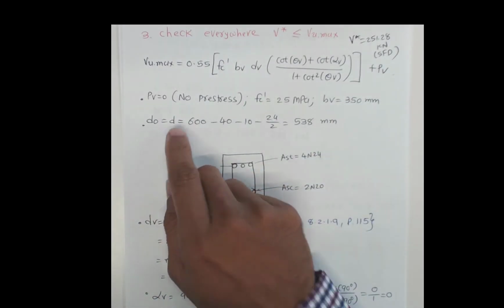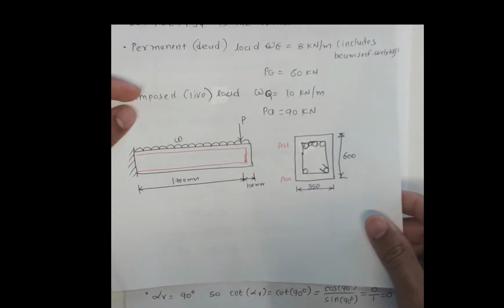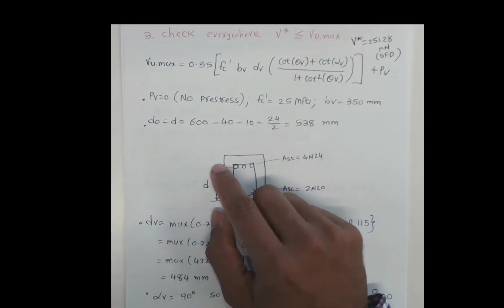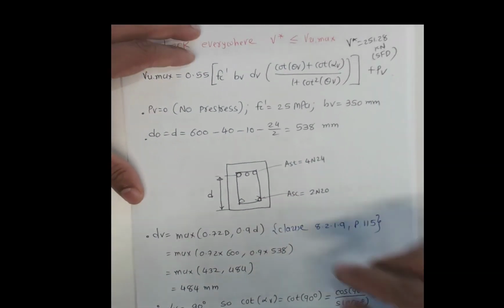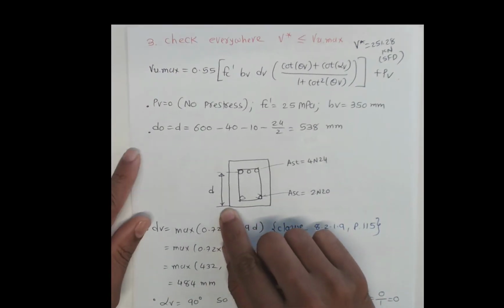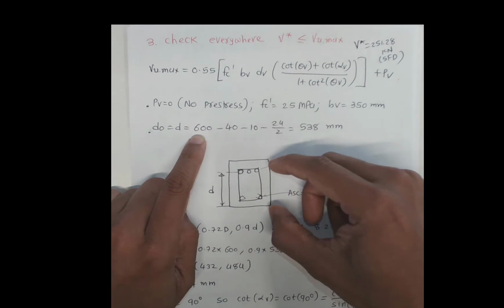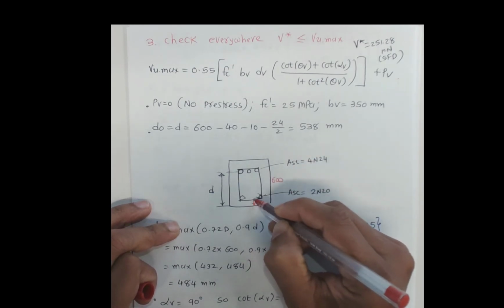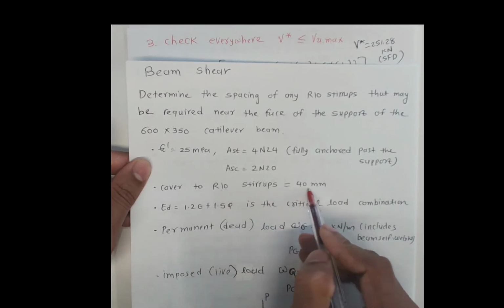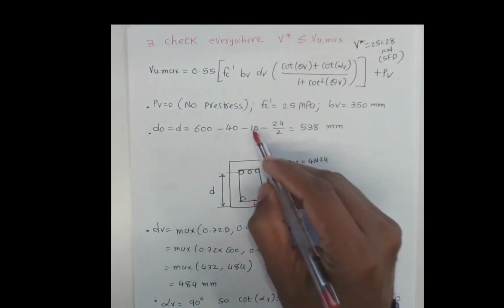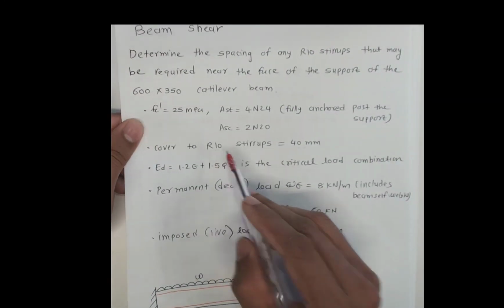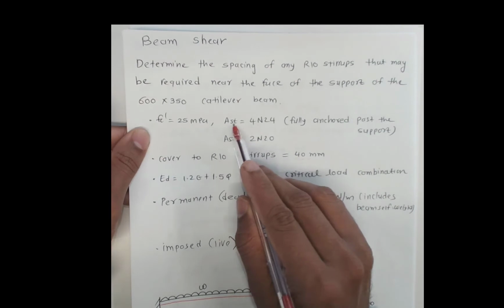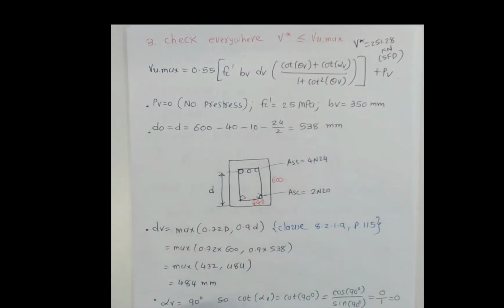Now to calculate dV, first we need to calculate d0. Please note, d0 is the distance from the tensile reinforcement to the top of the compression fiber, because this is a cantilever beam. Otherwise, normally we measure from here downward. So the d value is 600. Let me put here this distance 600. This distance is 40, which is cover, given in the questions. Cover 40 millimeters, and the stirrups diameter is 10, so take away 10. The tensile reinforcement has a 24 diameter, so 24 divided by 2, it gives 538 millimeters.